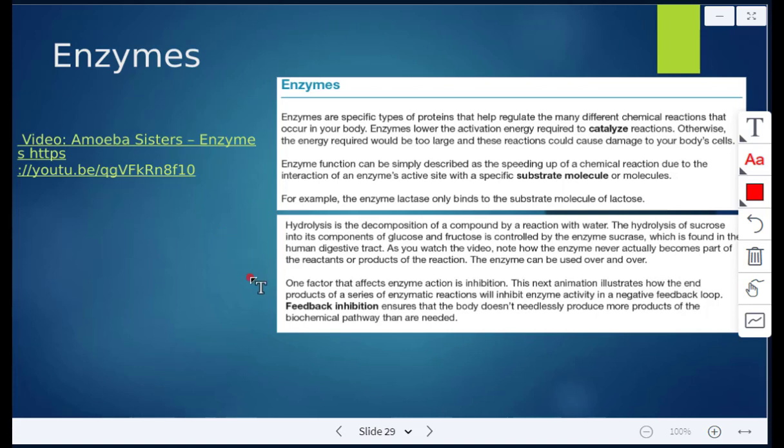One factor that affects enzyme action is inhibition, and I'll show you how the end products of a series of enzymatic reactions will inhibit enzyme activity in a negative feedback loop. So feedback inhibition ensures that the body doesn't produce more product than is needed. It ensures that the body is only producing as much as required.